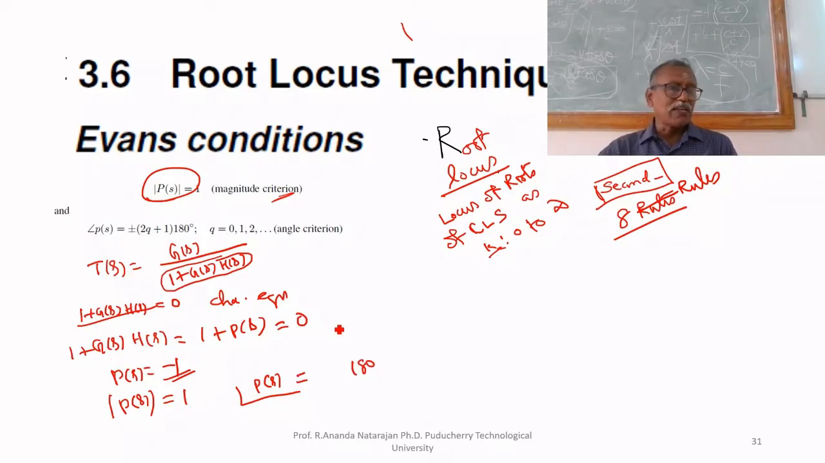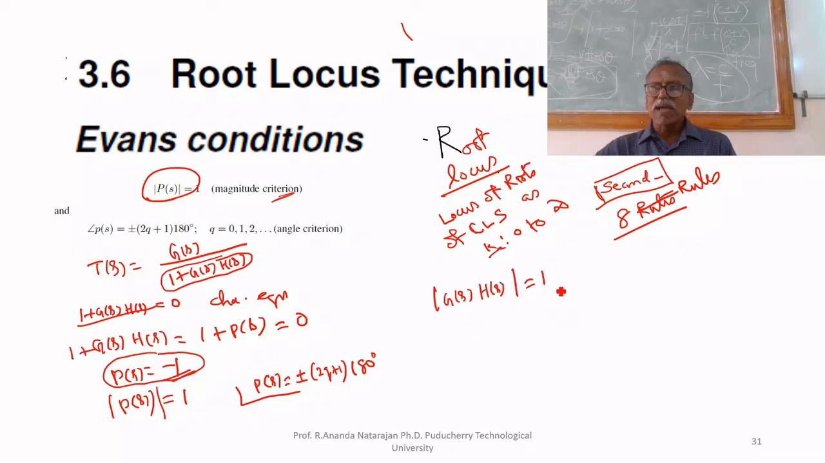Normally we won't say just 180 degree, but an odd multiple of 180 degree. That's why we can say 2q plus 1 multiplied by 180 degree. Plus 180 and minus 180 are both the same. That's why we can say plus or minus 2q plus 1 multiplied by 180 degree. So this minus 1 can be separated into two equations. One is modulus of P of s equal to 1, or modulus of G of s H of s equal to 1. That is called the magnitude criterion.